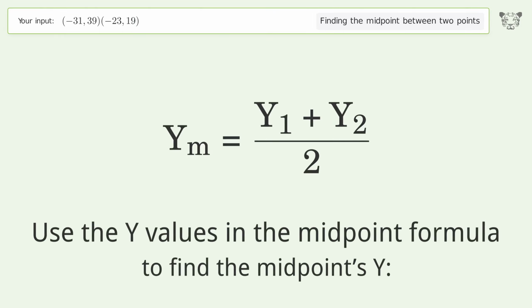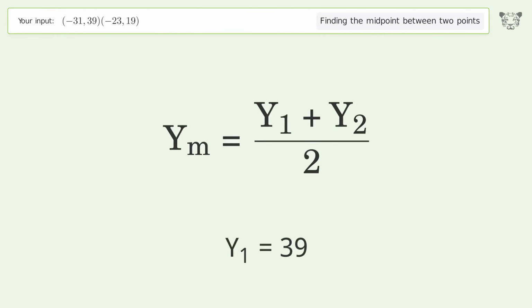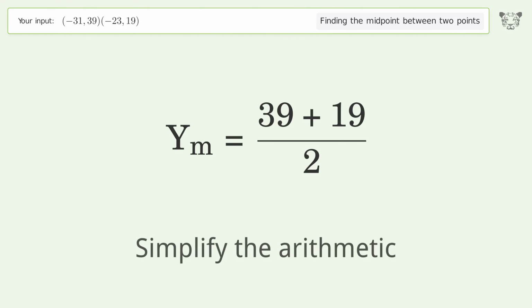Use the y values in the midpoint formula to find the midpoint's y. y1 equals 39. y2 equals 19. Simplify the arithmetic.